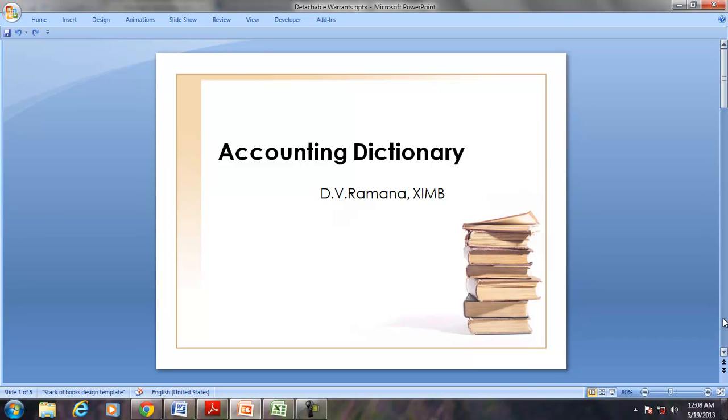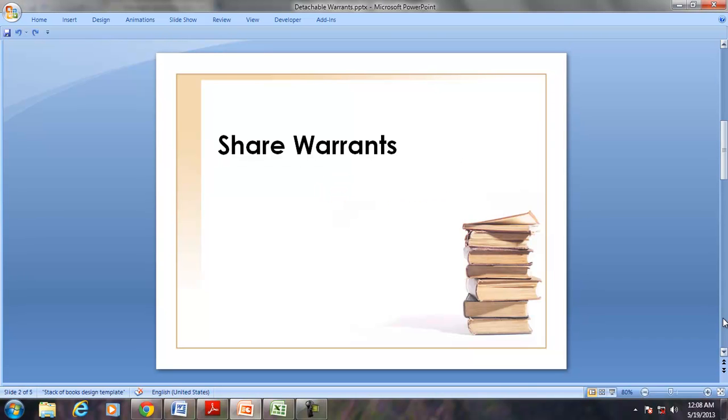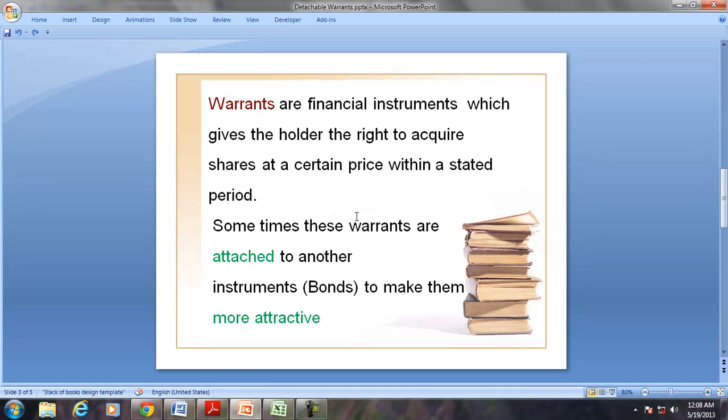The term for discussion is share warrants, and in this session we'll see the detachable share warrants. Warrants are financial instruments which give the holder the right to acquire shares at a certain price within a certain stated period. Sometimes these warrants are attached to another instrument, say bonds, to make these bonds more attractive. And invariably these are detachable instruments.